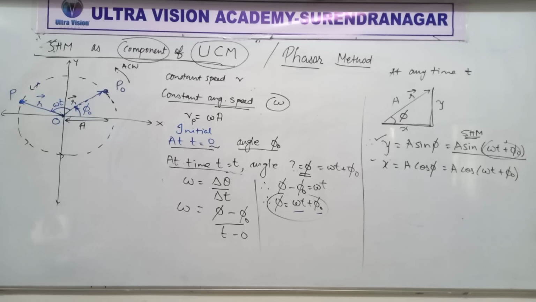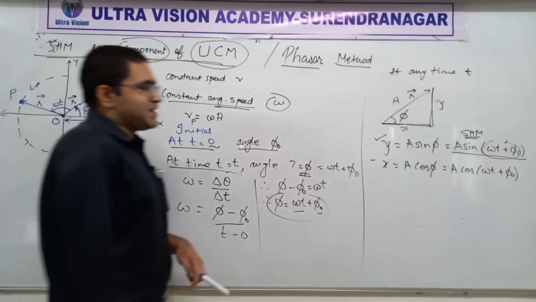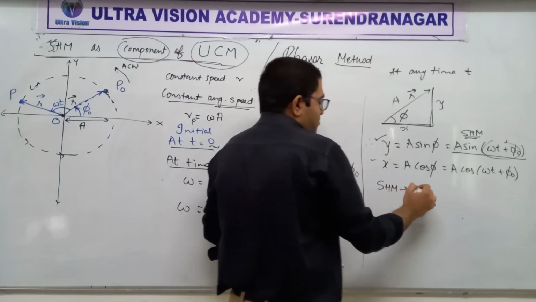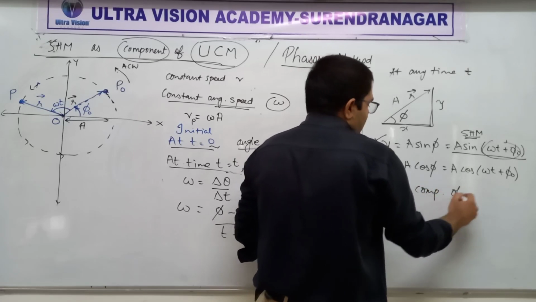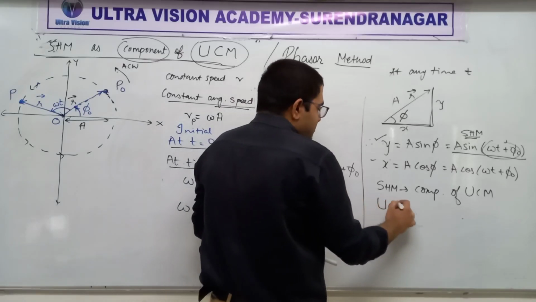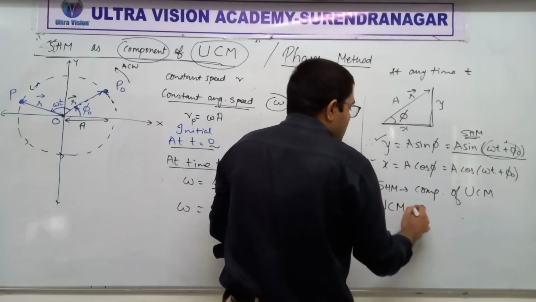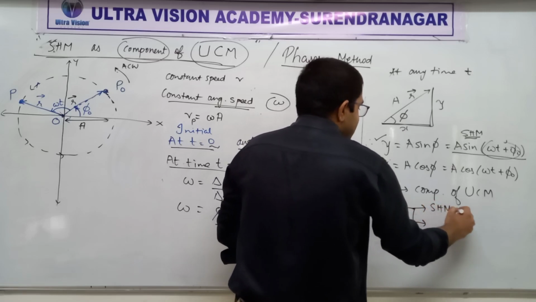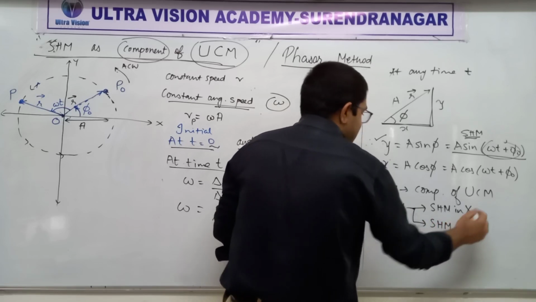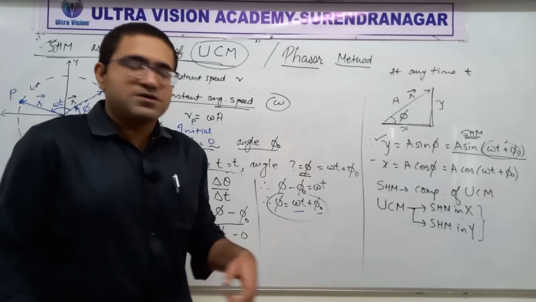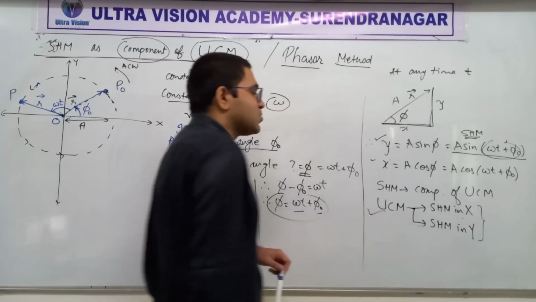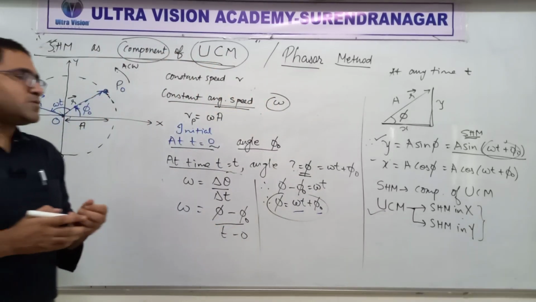So what we have learned here is that you can think that SHM is just like a component of uniform circular motion. Or you can think vice versa: that uniform circular motion is made up of two simultaneous SHMs. One is SHM in the x-axis and the other one is SHM in the y-axis. So when both of these independent simple harmonic motions are combined, what you are getting is uniform circular motion. Understood? Okay?